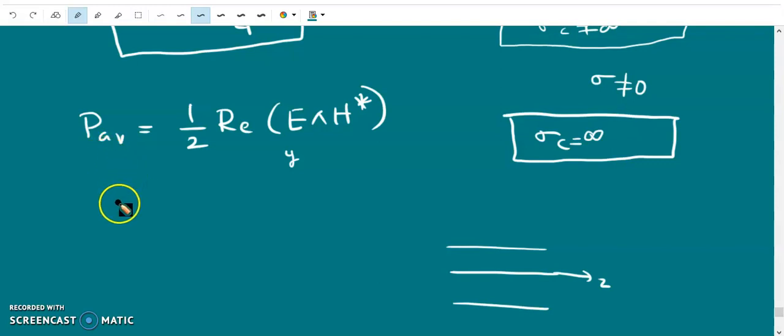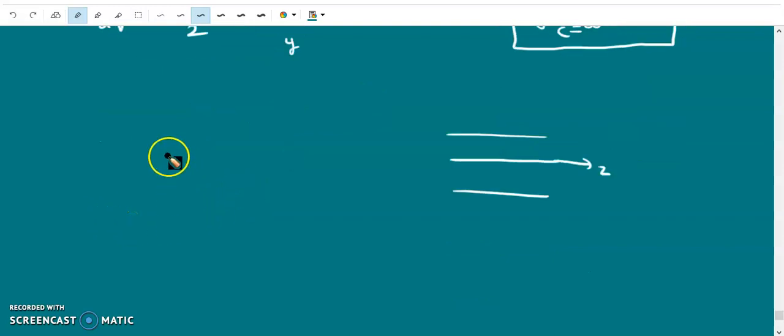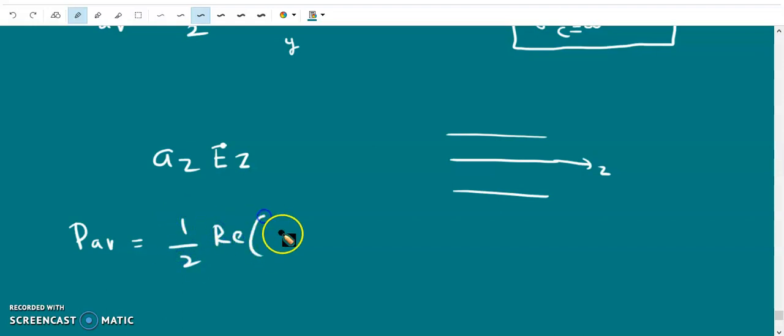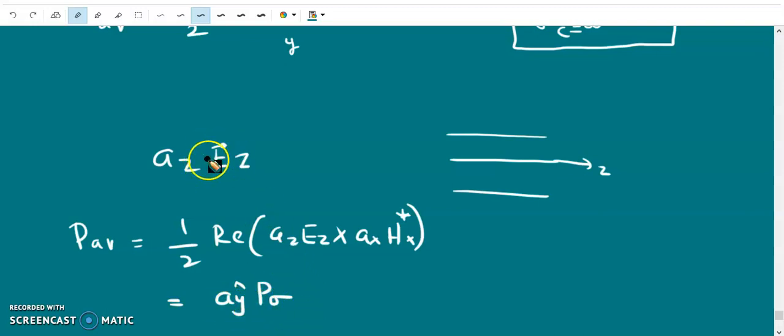So suppose the electric field has a very small but non-vanishing, non-zero z component, axial component, which is az Ez. Then the average Poynting vector is equal to half into real part of az Ez cross ax Hx star. So az cross ax is ay. So it has got a y component, provided there is an electric field along the z direction or along the axial direction.